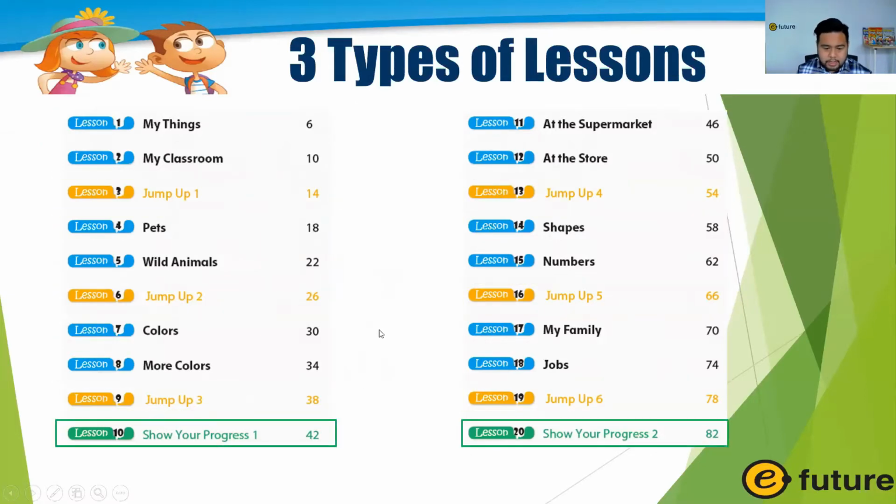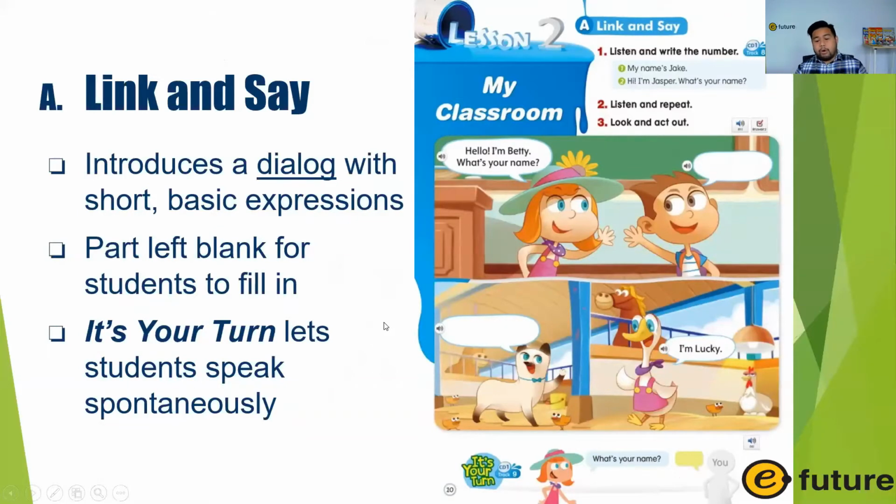So looking first at our regular lesson, it always starts with first a Link and Say. This is where we are, of course, introducing the dialogue and the expressions that the students are going to be using, and focusing on the listening and speaking a little bit, okay? So focusing on those 2 main skills. And then a simple task for the students, as it gets progressively more challenging as you go up, but just a quick fill in the blanks. So we have empty bubbles where the students have to write down the correct number.